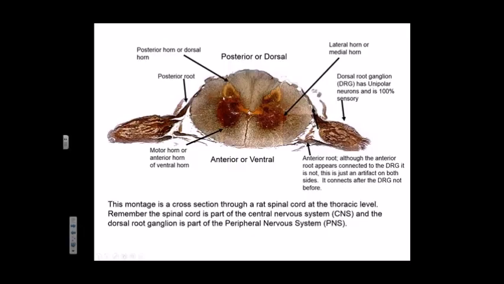Okay, so this would be the posterior horn. You can tell it's a posterior horn because it goes to the edge. The anterior horn right here doesn't go to the edge.